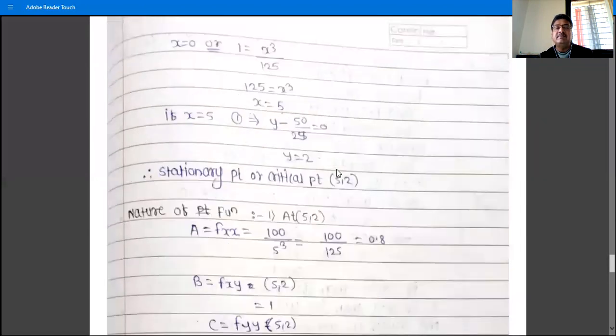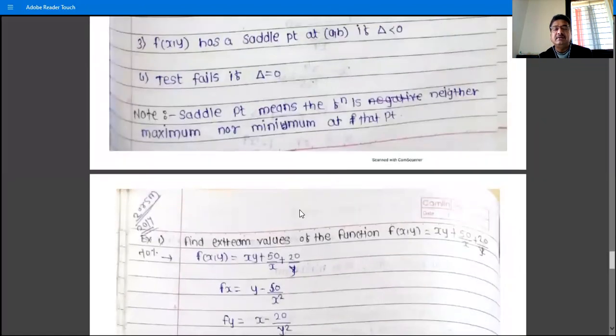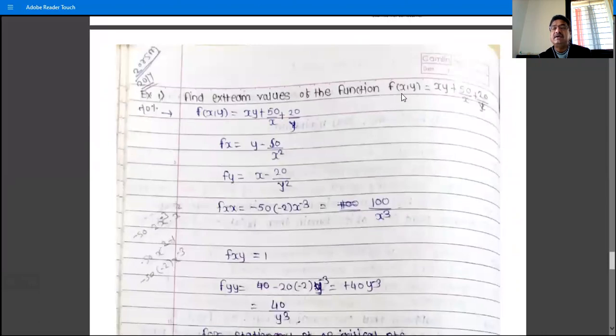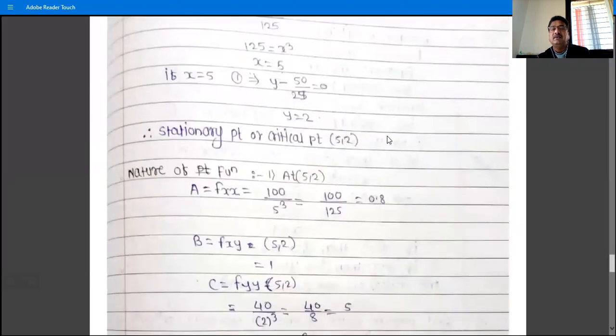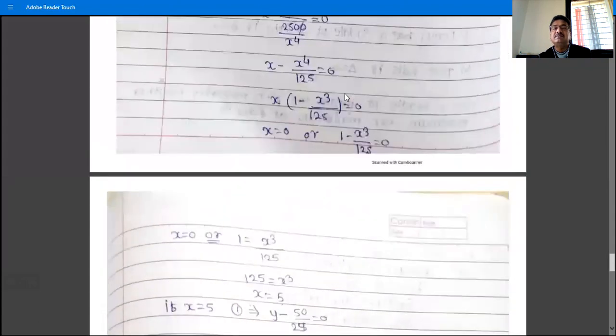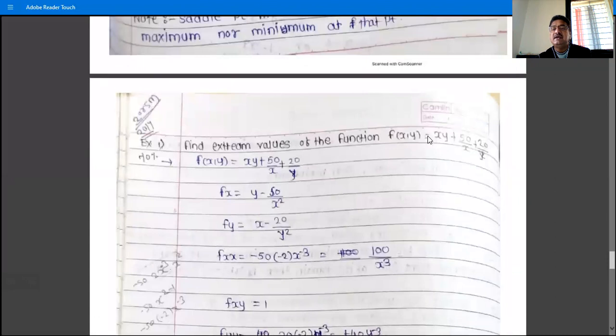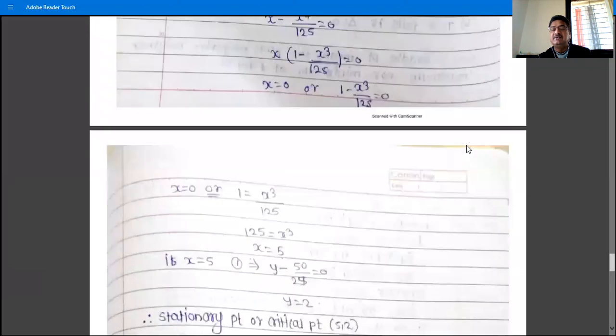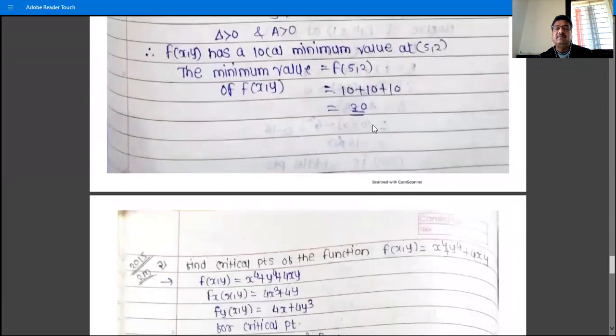f(5, 2), that is, find the value of the function f(x, y) at (5, 2). Substitute x as 5, y as 2. f(x, y) is xy plus 50 by x plus 20 by y. Substitute x as 5, y as 2. So 5 into 2 is 10, 50 by 5 is 10, 20 by 2 is 10, and that is 10 plus 10 plus 10, 30 is the answer. So this is the minimum value of the function.